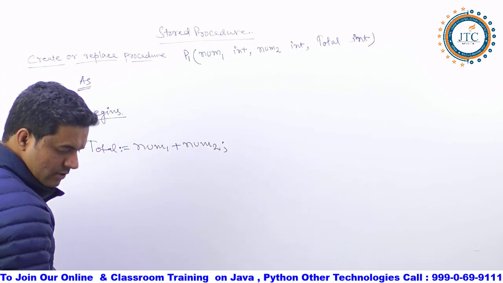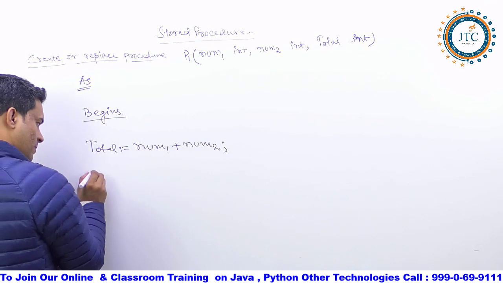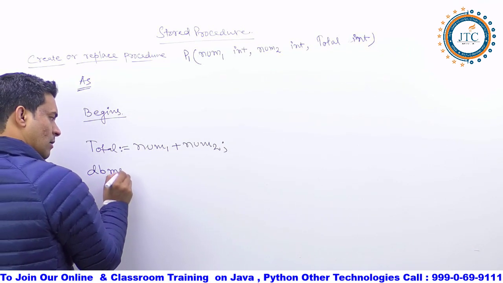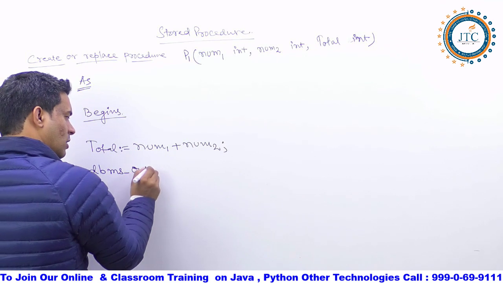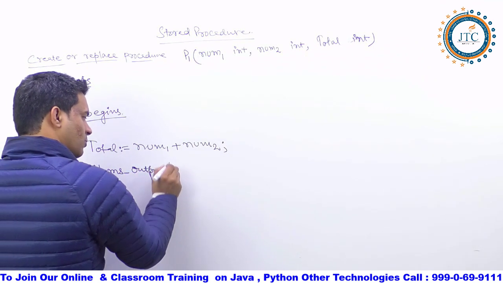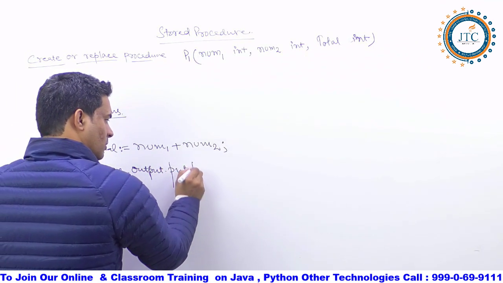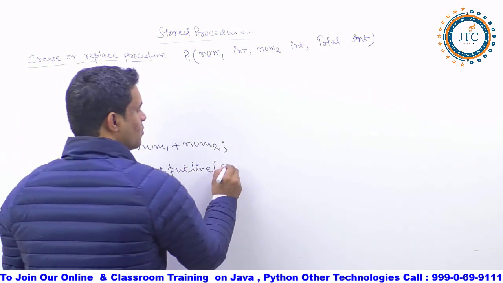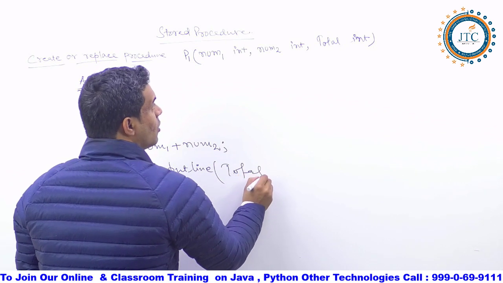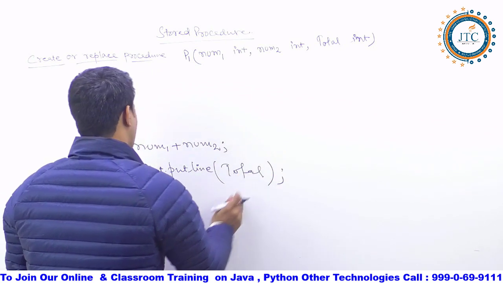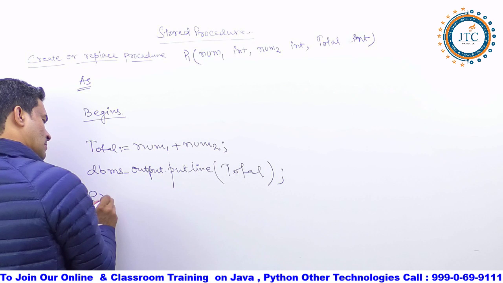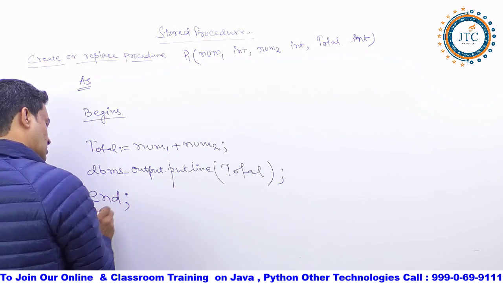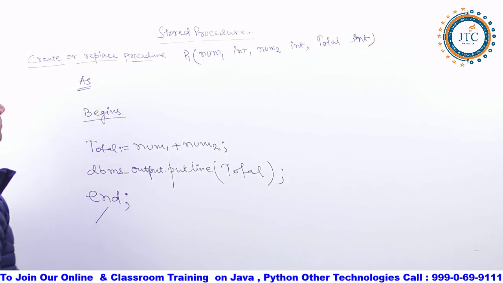So you can print this value. How can you print? DBMS underscore output dot put underscore line, and inside this you are writing total. Understand one thing here. We are writing END, and this is one procedure you have written.